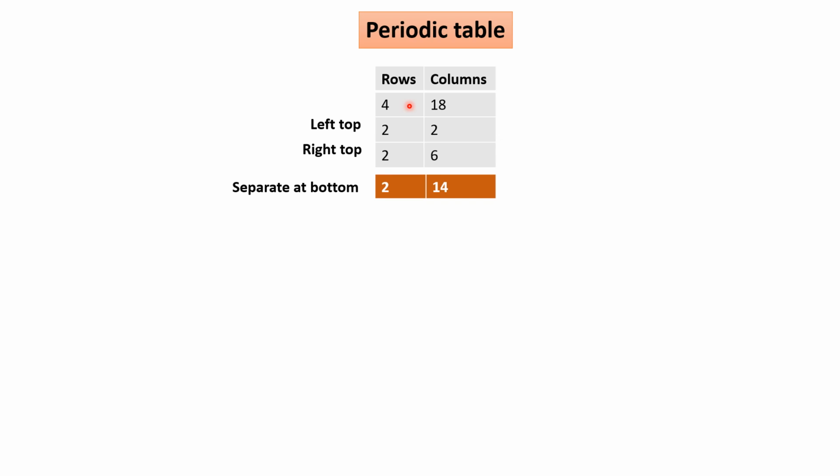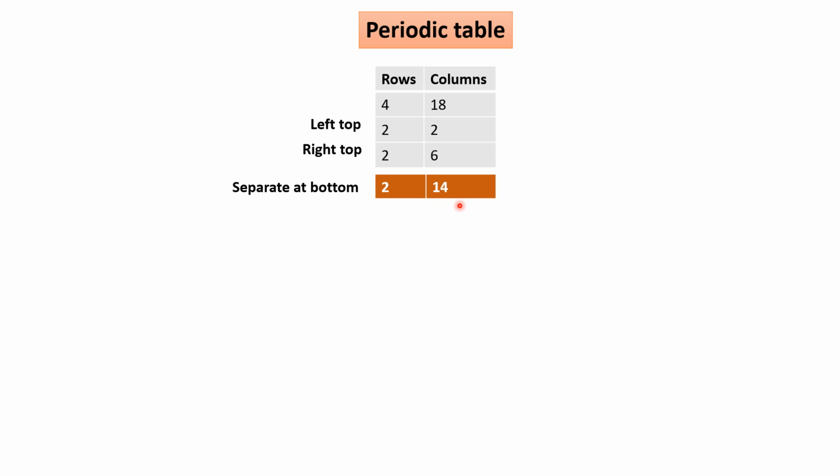For that there is one trick. We just need to remember two codes. One will be the row code and another will be the column code. Row code will be 4222, and column code will be 18, 2, 6 and 14, or we can say 182614.